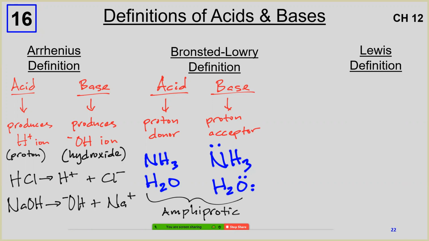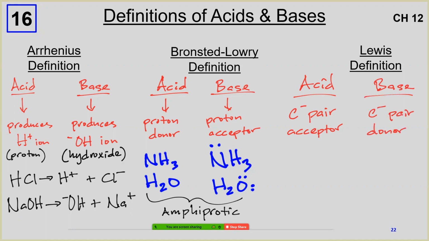The Lewis acid base definition, you don't really need to know, but a Lewis acid is anything that can accept an electron pair. So this is an electron pair acceptor. And a base would be an electron pair donor. Okay, so the Bronsted-Lowry acid base definition is based off of proton. Is it a donor or an acceptor? But in the Lewis acid base, it's in terms of an electron pair. Is it an electron pair acceptor or an electron pair donor?